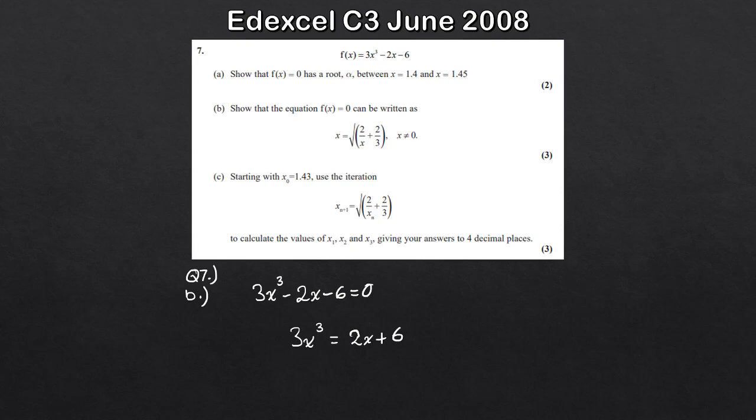Next, we can divide through by that 3. Notice we've got 2 over x and 2 over 3. So if I divide through by the 3, I'm going to get something pretty close. So do that first. That'll be 2x over 3. And this will be 6 over 3, which is just 2. And this is looking pretty good so far.